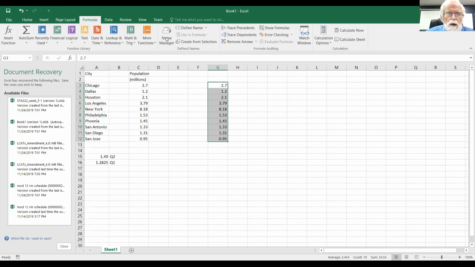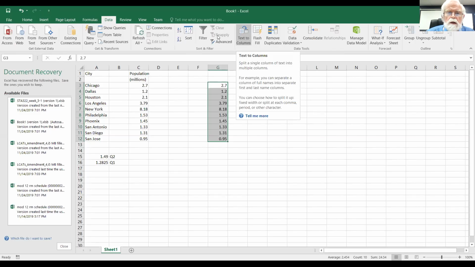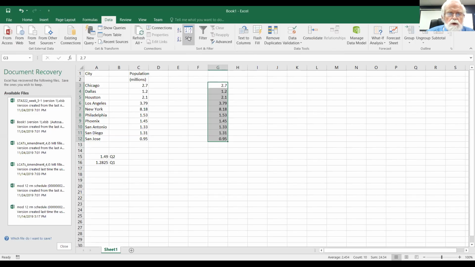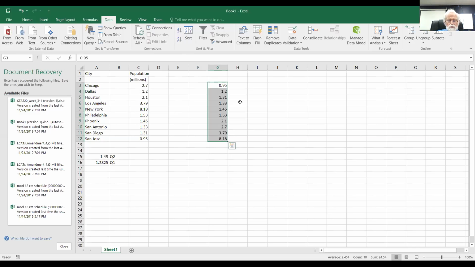Let's see. The sort, I never can remember where the sort function is. It's under Data, I think. Sort. So we're going to sort from low to high, smallest to largest, and okay, so it's now done smallest to largest. Note we've now lost what the cities are, but we don't care. What we're interested in is the data. So we have 10 data points.